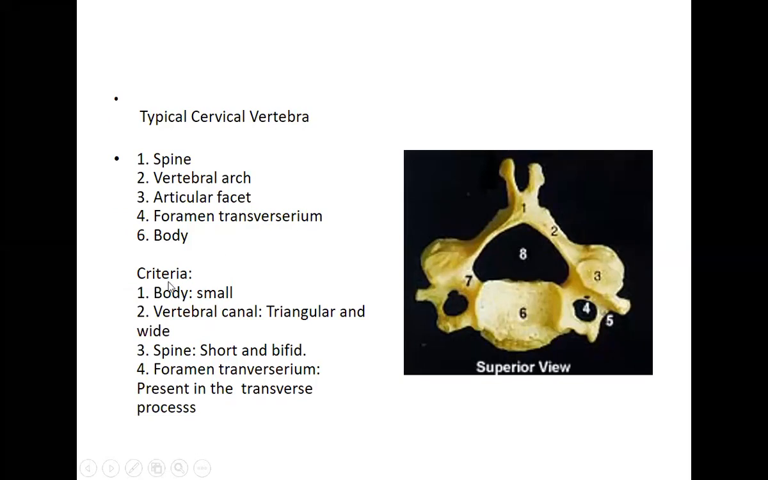Then the criteria: how do you identify the cervical vertebra? The body is small in the cervical vertebra. The vertebral canal is triangular in shape and wide, because in the upper part the spinal cord is much larger, so it is broader, wider. Then we have the spine, which is bifid and short, and the foramen transversarium present in the transverse process. This is the transverse foramen.